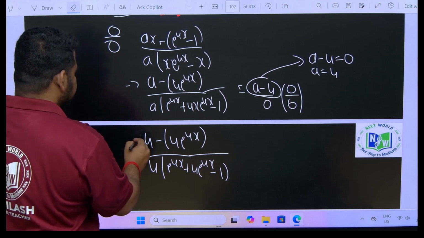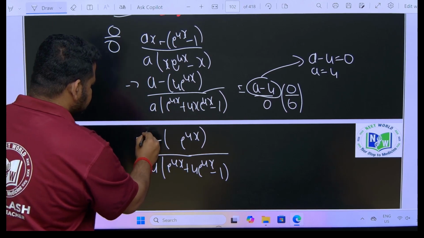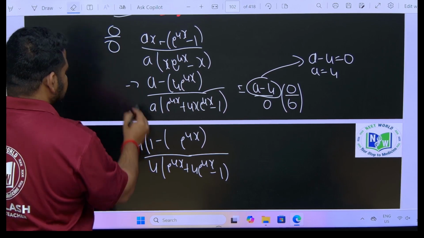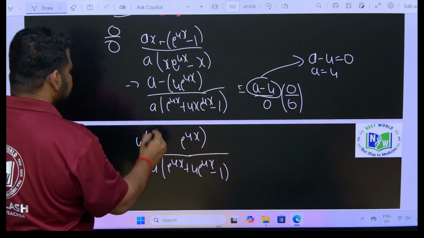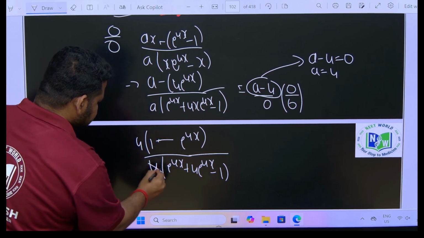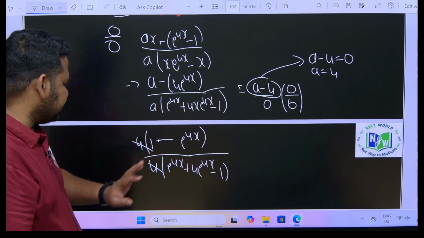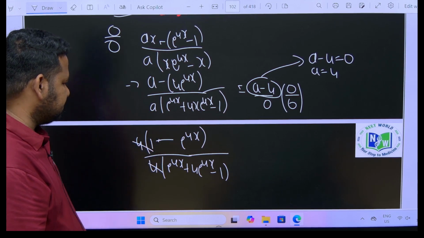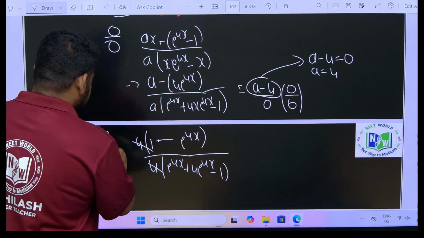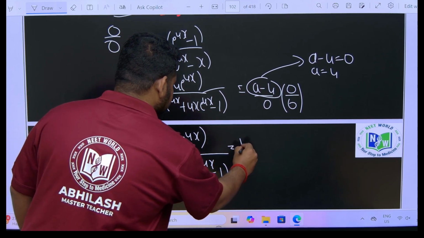So this will become 4 into 1 minus e power 4x. Here also 4 is there, here also 4 is there. 4 I can cancel. Correct now? Still I have not differentiated it. They have told limit as x tends to 0 is equal to b.